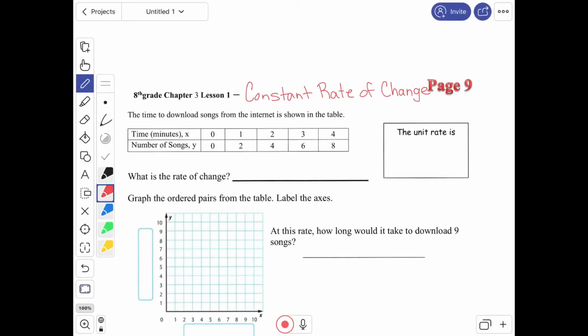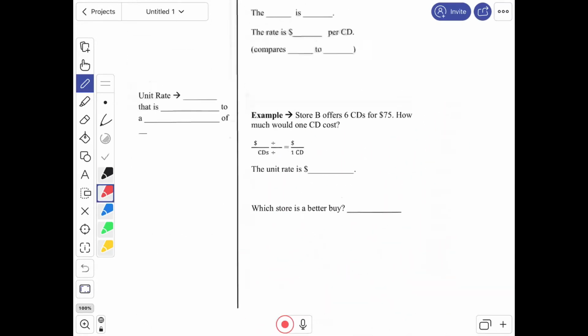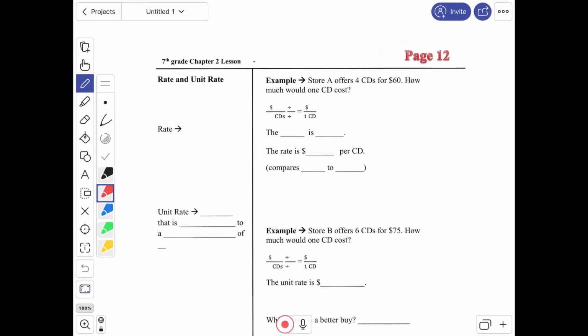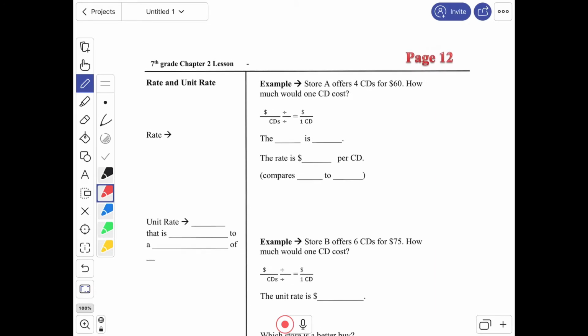Today is 8th grade, Chapter 3, Lesson 1, Constant Rate of Change. But before we discuss that, let's go over the 7th grade lesson, which you'd find in your notes on page 12, 7th grade notes, page 12. And it's Chapter 2, Lesson 1, Unit Rates.